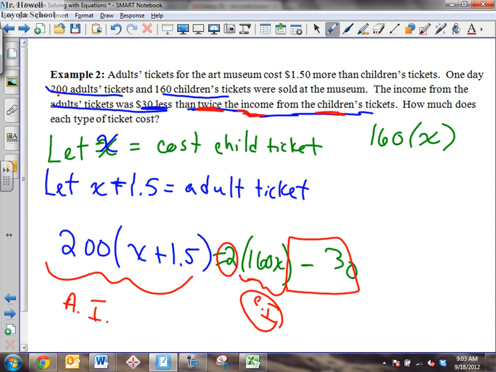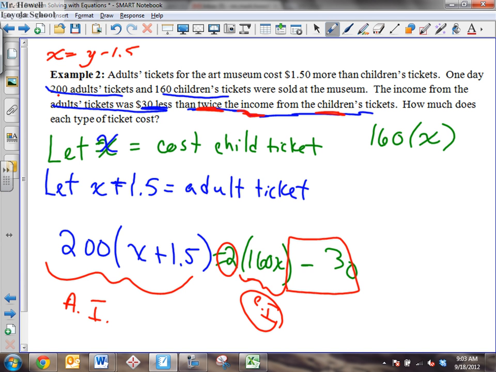Okay, I have a question. If it was a system, what would be X and what would be Y? Like, if X would be child, Y would be adult. You would say X equals Y minus 1.5. The child's ticket is the adult's minus 1.5.